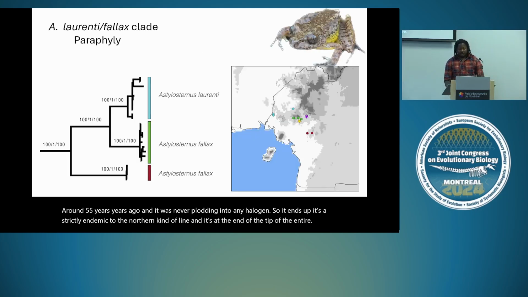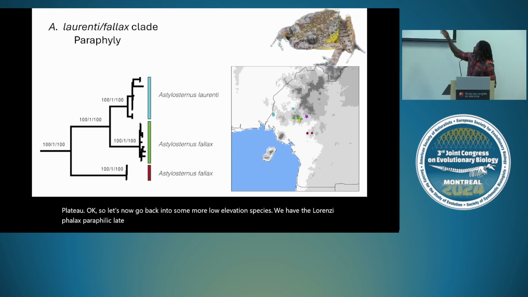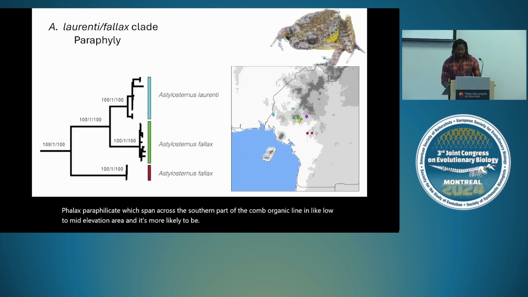Okay, so let's now go back to some more low elevation species. We have the Laurenti-phylax paraphyletic clade, which spans the southern part of the Cameroon volcanic line in low to mid elevation areas, and it's more likely to be three different species which require more attention.